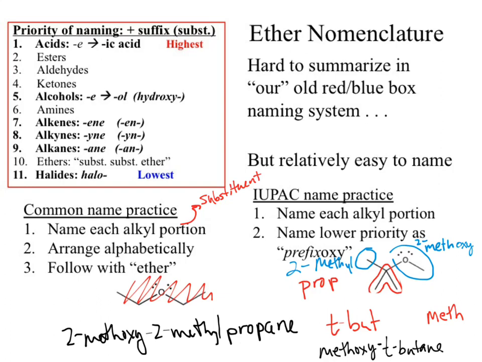Ane, no other functionality. Okay. Questions on that? So we're still following our standard rules. We can either use our common name, where we just name each substituent and then call it an ether. So in the common name, what we're saying is our main chain, the most important thing is the oxygen. So we're going to name every other piece around that oxygen.